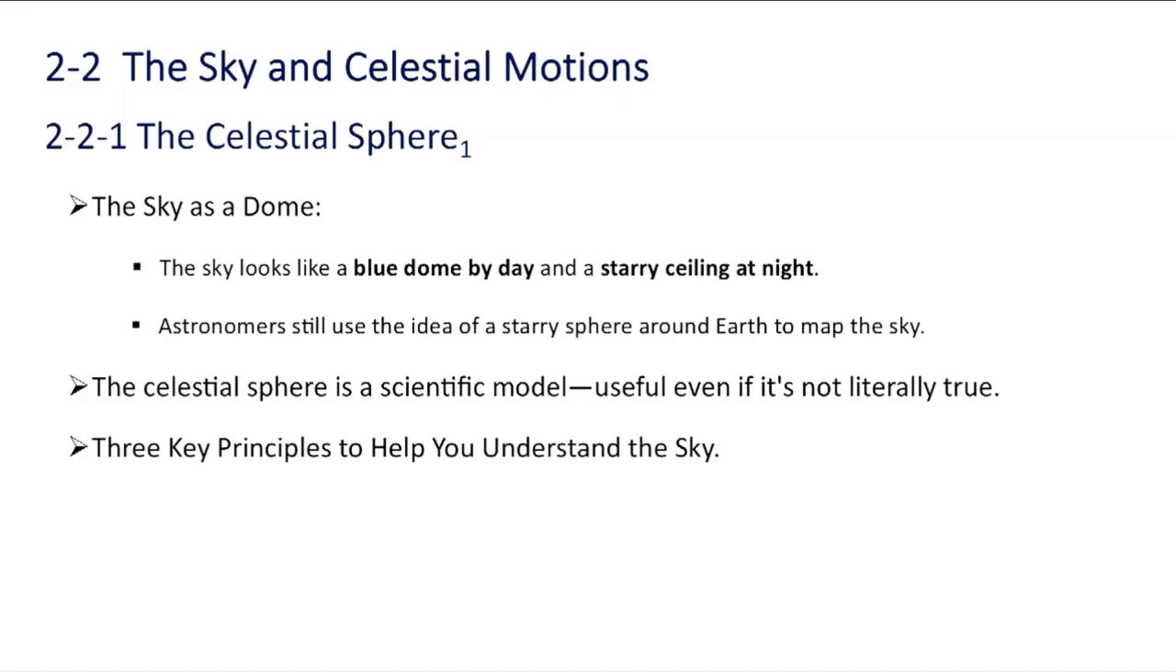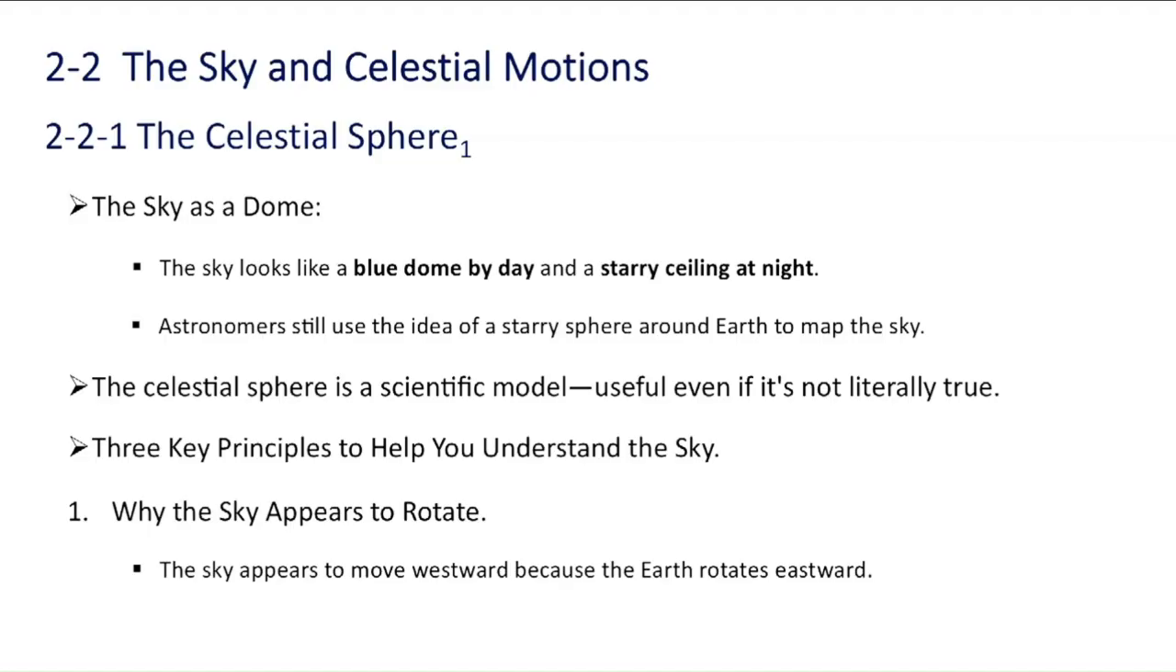The next three principles will help you make sense of everything from star maps to why the Big Dipper disappeared in the southern hemisphere. Now, have you ever noticed how the sun and stars rise in the east and set in the west? That's not because they are moving, it's actually Earth spinning eastward. And it just looks like the sky is moving westward over us.